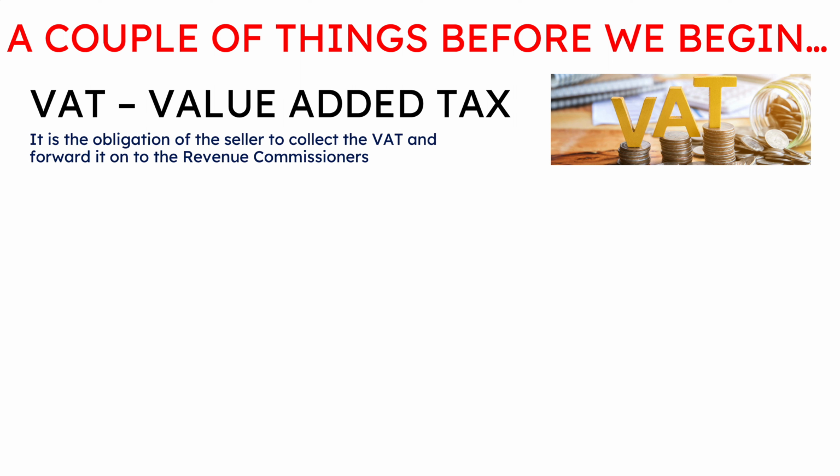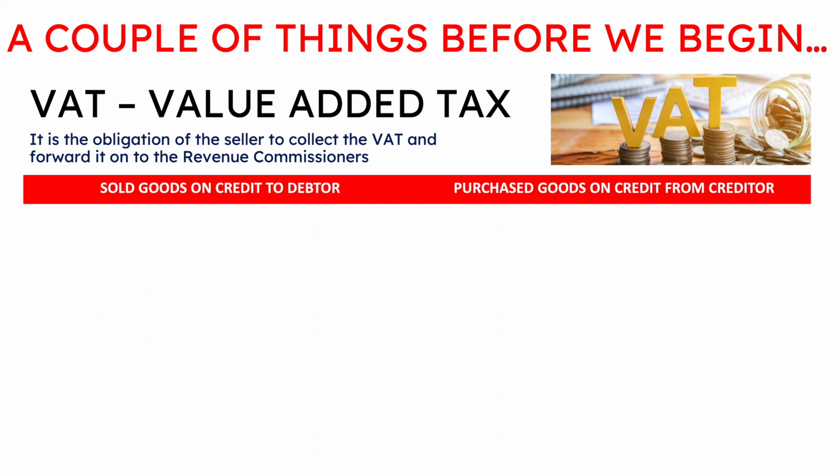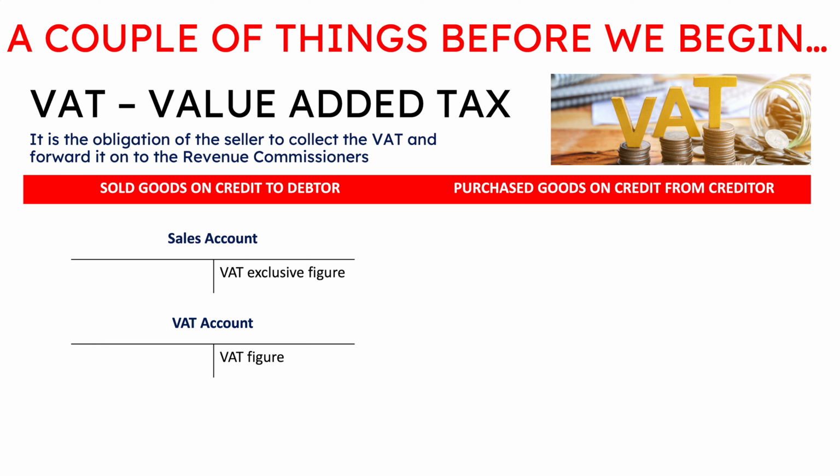We also need to know about VAT. So it's the obligation of the seller to collect the VAT and forward it on to the revenue commissioners. So if we sell goods on credit to a debtor, we credit the sales account the VAT exclusive figure, so the amount exclusive of VAT. Then we put the VAT amount on the same side as the sales account, and then we put the VAT inclusive figure on the debit side of the debtor account. So say for example your VAT was 23%, your 100% would go in here, your 23% would go in here, and your 123% would go in there.